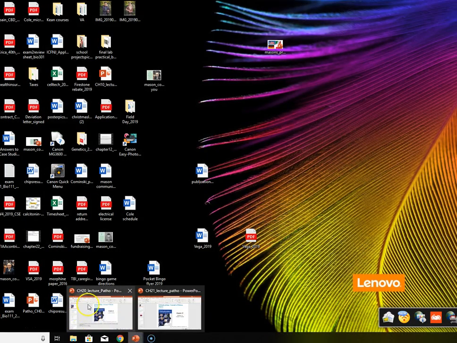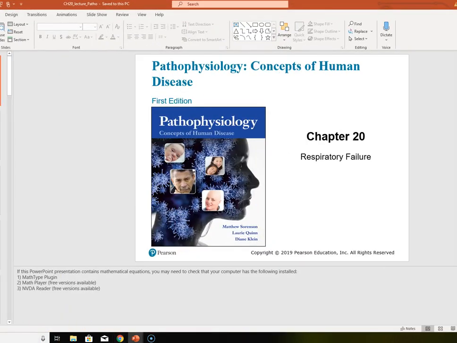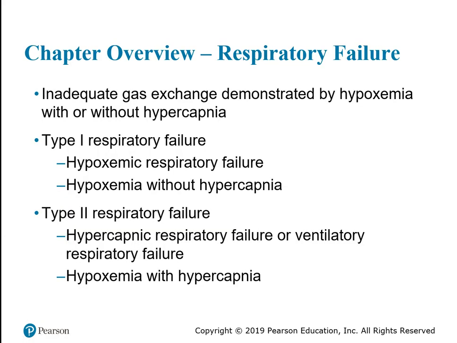All right, so chapter 20 is respiratory failure. In terms of respiratory failure, what is it? You have inadequate gas exchange, and you have hypoxemia, either with or without hypercapnia. Hypoxemia is obviously a decrease in oxygen in the blood. Hypercapnia is an increase in carbon dioxide. We had that term before.